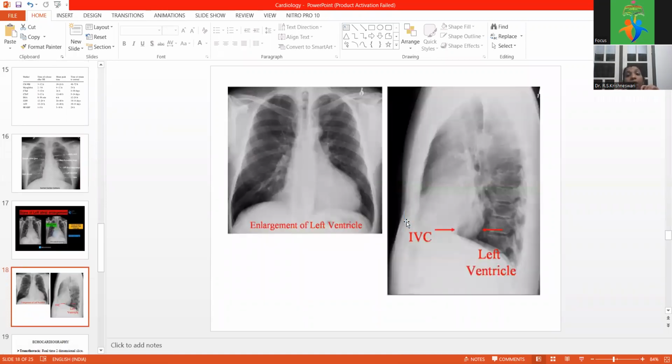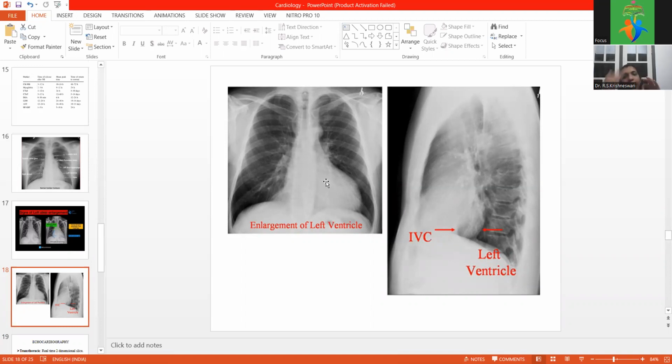Regarding enlargement of the left ventricle, it leads to a boot-shaped heart. I repeat, left ventricular hypertrophy, boot-shaped heart. Left atrial enlargement, double cardiac shadow, and also what?